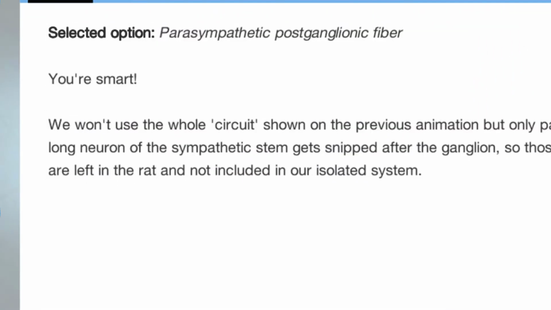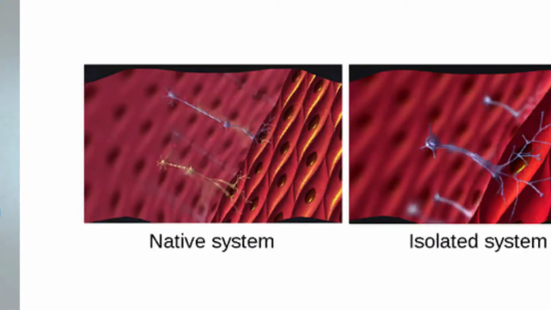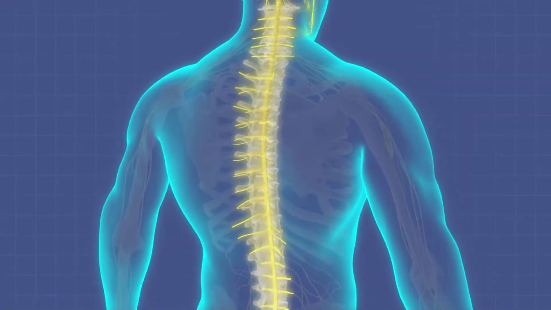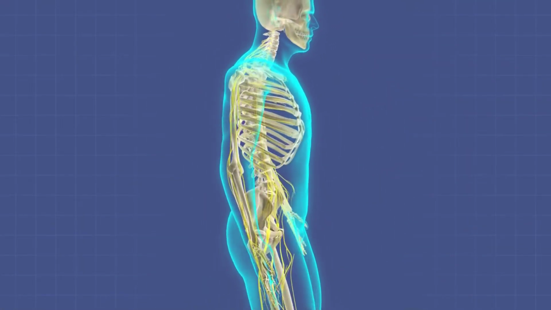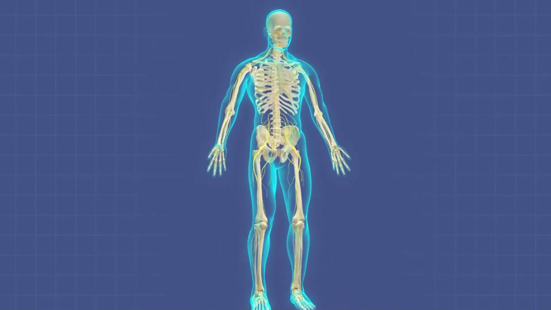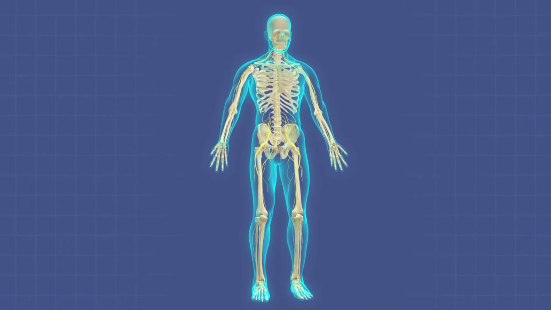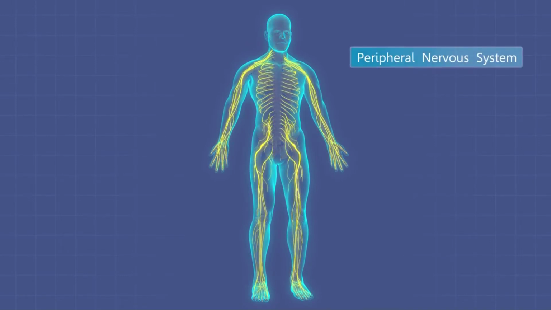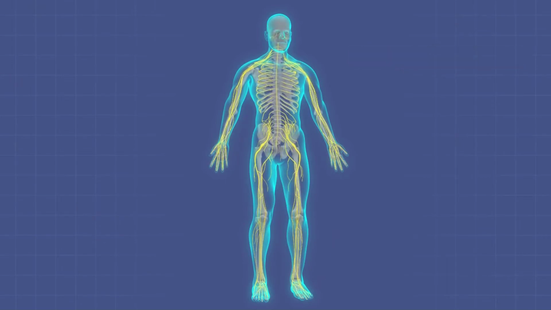You're smart. We won't use the whole circuit shown on the previous animation but only part of it. The long neuron of the sympathetic stem gets snipped after the ganglion, so those receptors are left in the rat and not included in our isolated system. Do you remember that smooth muscle is controlled by two different parts of the autonomic nervous system? These systems use different neurotransmitters that increase or decrease muscle contractions. However, other molecules can also influence this. It's time to learn how they work.